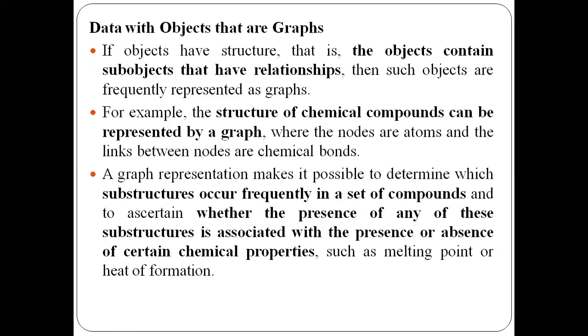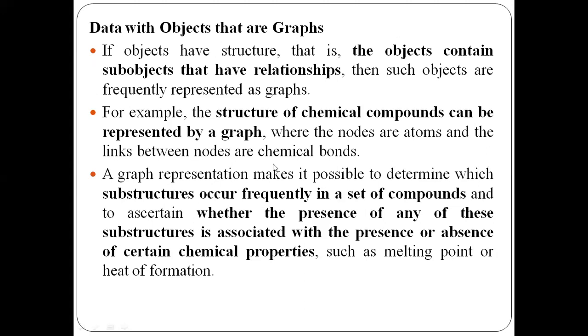Even single data objects can be represented as graphs, suppose those objects contain sub objects here. Say if there is a relationship between those sub objects, that we can represent with the help of a graph here. So if the data objects have sub objects, and there is a relationship between those sub objects, that can be represented as graphs here.